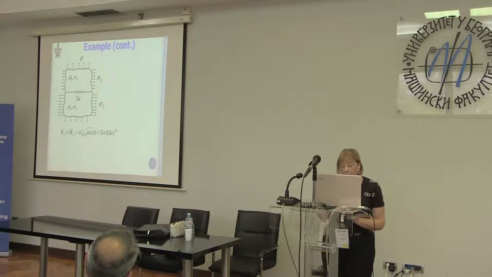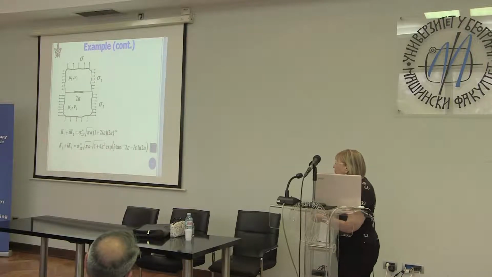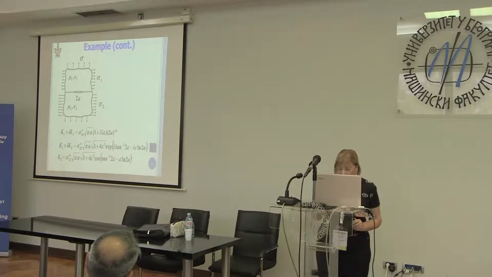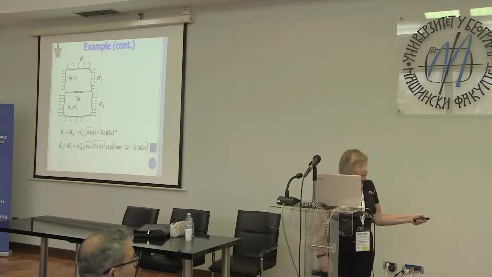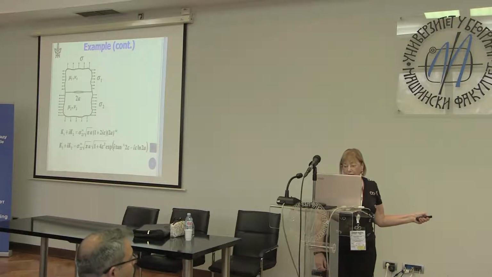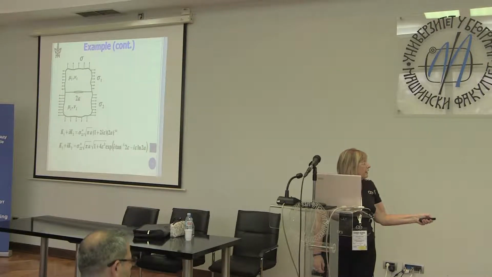Okay. So here we go. This is our expression, and let us simplify the expression. So we have K1 plus iK2 is sigma 2 to infinity, square root of pi a. And now we have to simplify this.